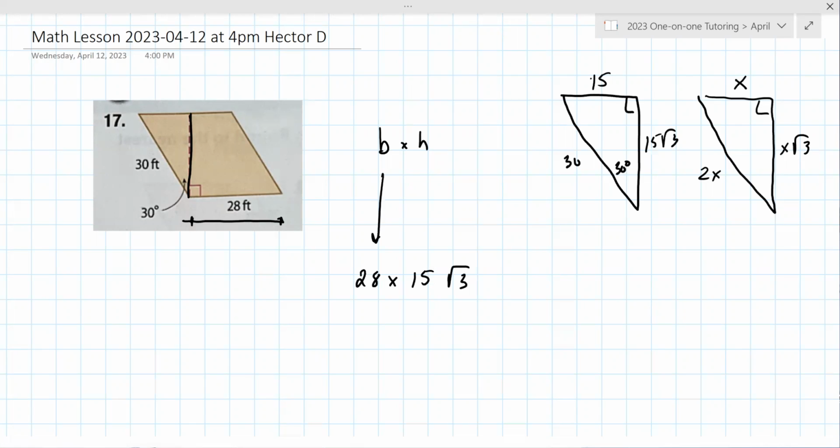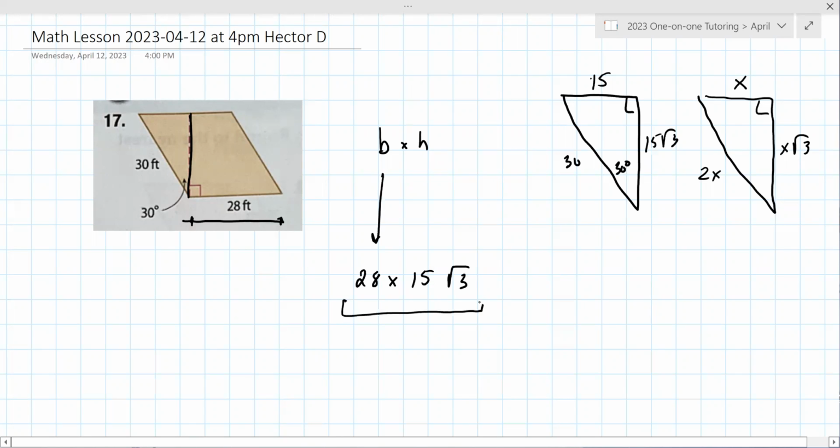Oh, and you're rounding to the nearest 10th. Okay, so you're just going to go to your calculator with this anyway. I was going to say, oh, we can do something here, but nope. 727.5. 727.5 feet squared. All right.